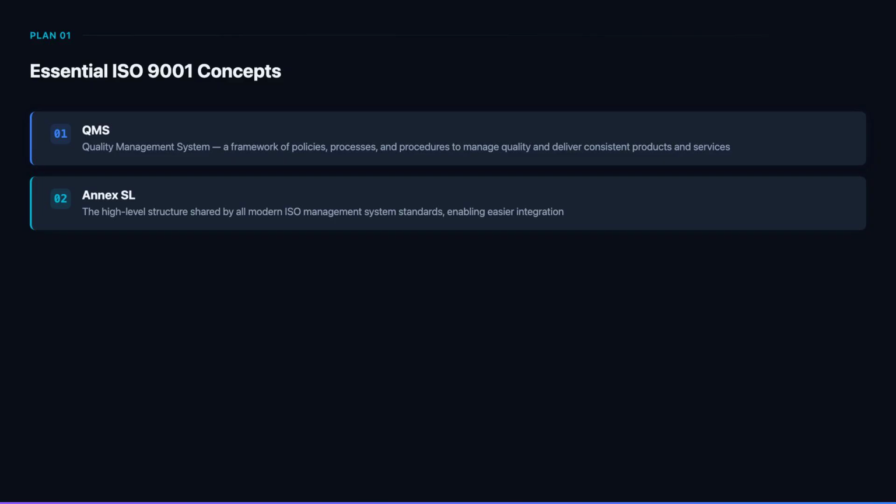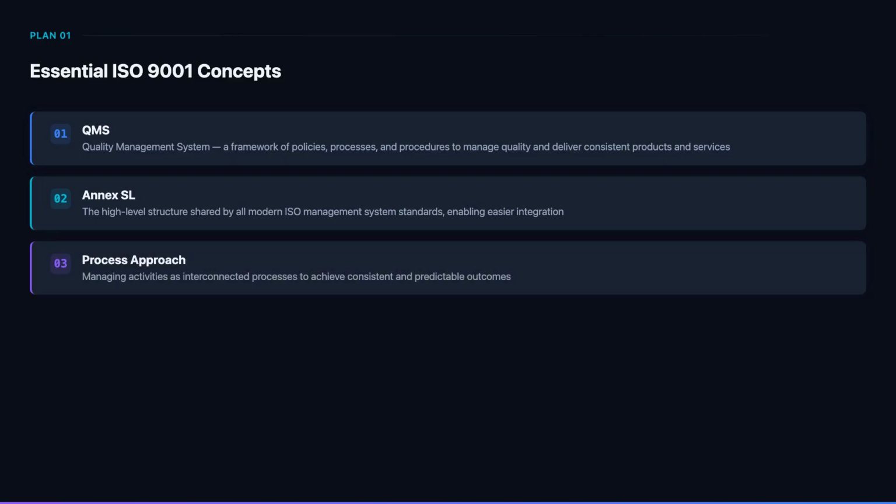Annex SL is the harmonized high-level structure that all modern ISO management system standards share. It provides common terminology and clause numbering, making it easier to integrate ISO 9001 with standards like ISO 14001 or ISO 27001. The process approach means managing your organization's activities as interconnected processes rather than isolated tasks. This leads to more consistent, predictable, and improvable outcomes across the entire organization.